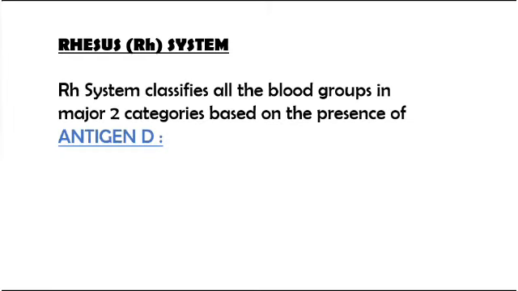Now we come on to the next system, that is the rhesus system, and it is very easy to understand. The rhesus system mainly classifies all the blood groups in two major categories based on the presence of antigen D. Antigen D is to be considered in the rhesus system. So it classifies the blood groups in mainly two types.